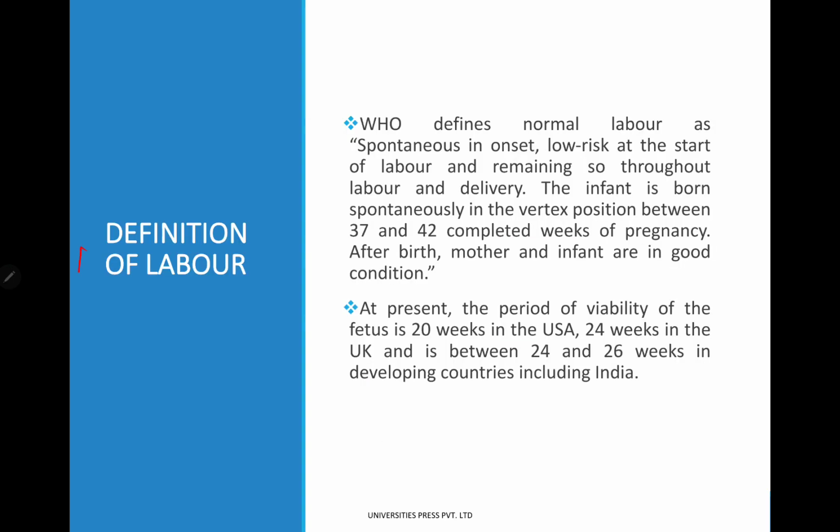So, first, let's talk about the definition of labor. According to WHO, a normal labor is defined as spontaneous in onset, low risk at the start of labor, and remaining so throughout labor and delivery. So, it should be spontaneous in onset. The infant is going to be born spontaneously in vertex position. Vertex position is normal around 37 to 42 completed weeks. Very important. That is when you say it's a term baby. After birth, mother and infant are in good condition.